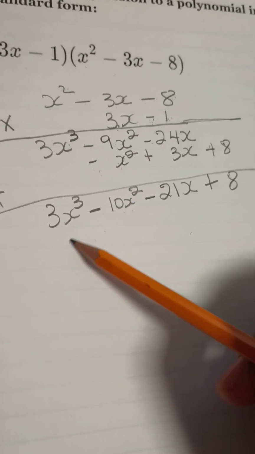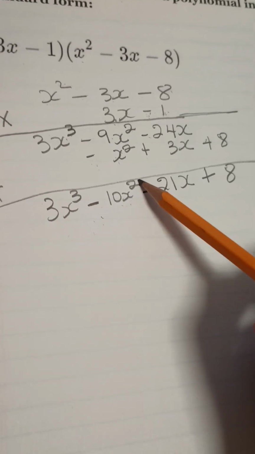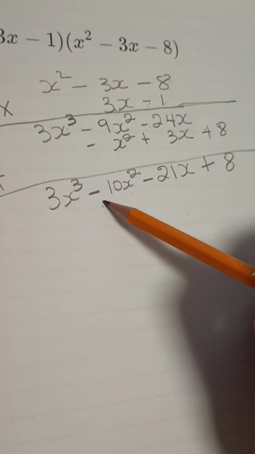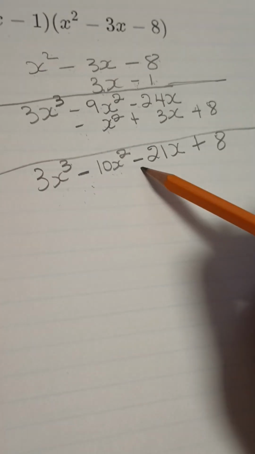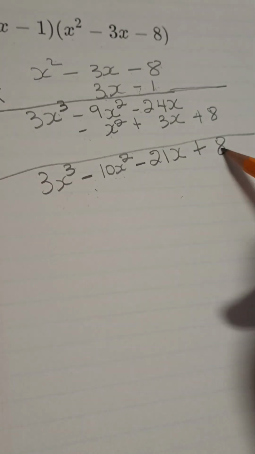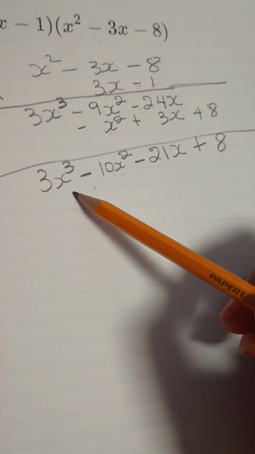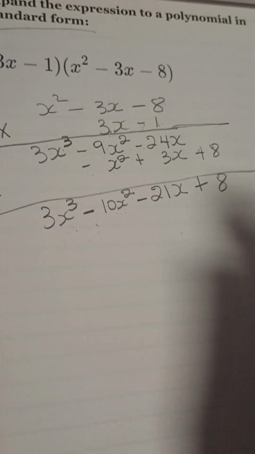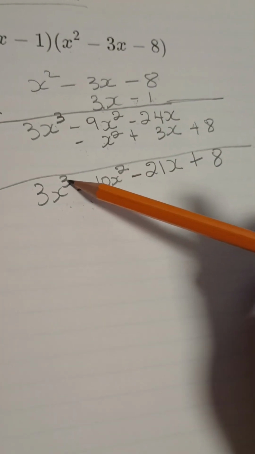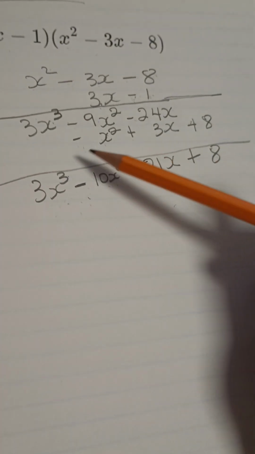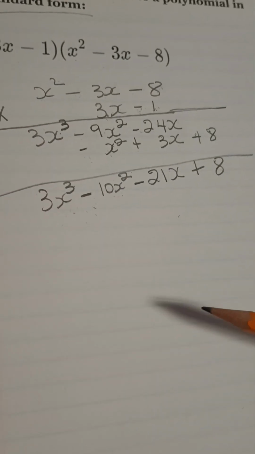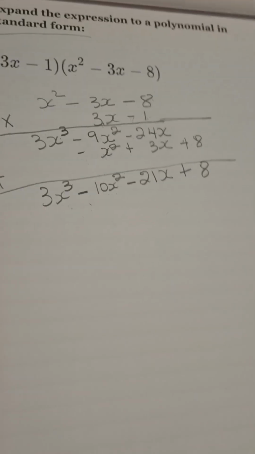So that is your final answer. Your final answer is 3x to the third power minus 10x squared minus 21x plus 8. And it is in standard form. You know when it's in standard form because the exponents keep decreasing, like x to the third, x to the second, x to the first, and then you have your constant, which is the last.